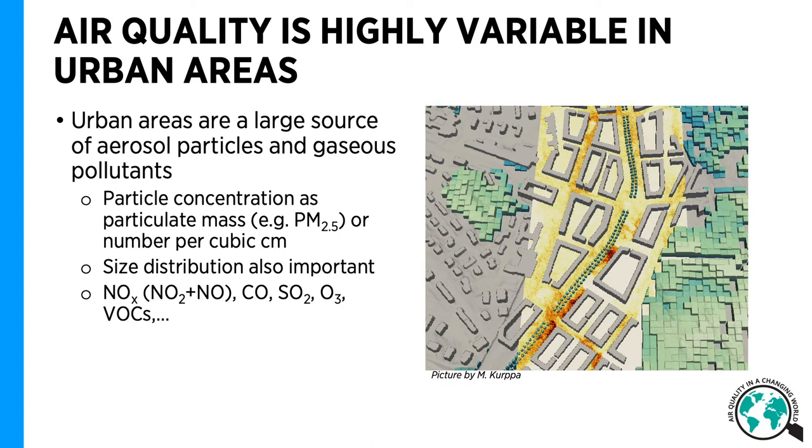Air quality is formed by different air pollutants, and in urban areas these include both gaseous compounds such as nitrogen oxides, carbon monoxide, ozone or VOCs, or they can be aerosol particles which can be measured by their mass, such as PM2.5 or PM10, or their number per cubic centimeter. Their size distribution is important if we look at the health effects and also the dynamic properties that the aerosol particles are going to have.